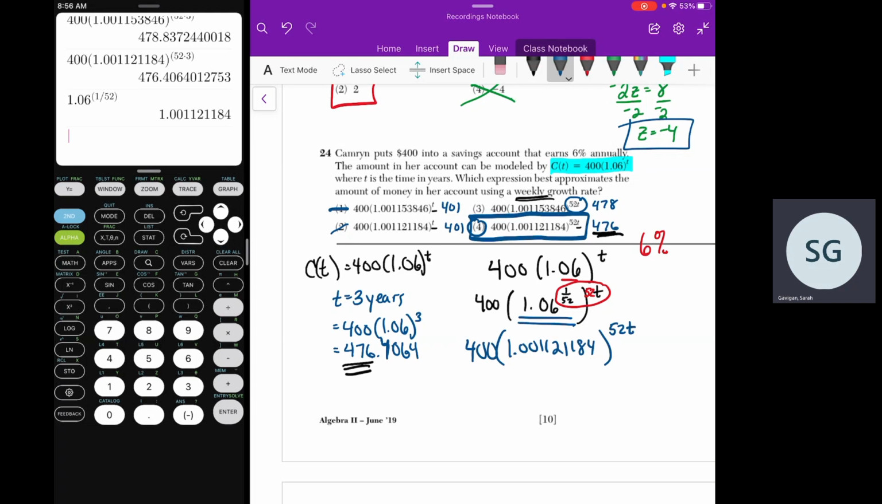If this is a multiple choice question, many times you can just plug in a number and match answers, and that works. Okay, stay tuned for the next set of questions.